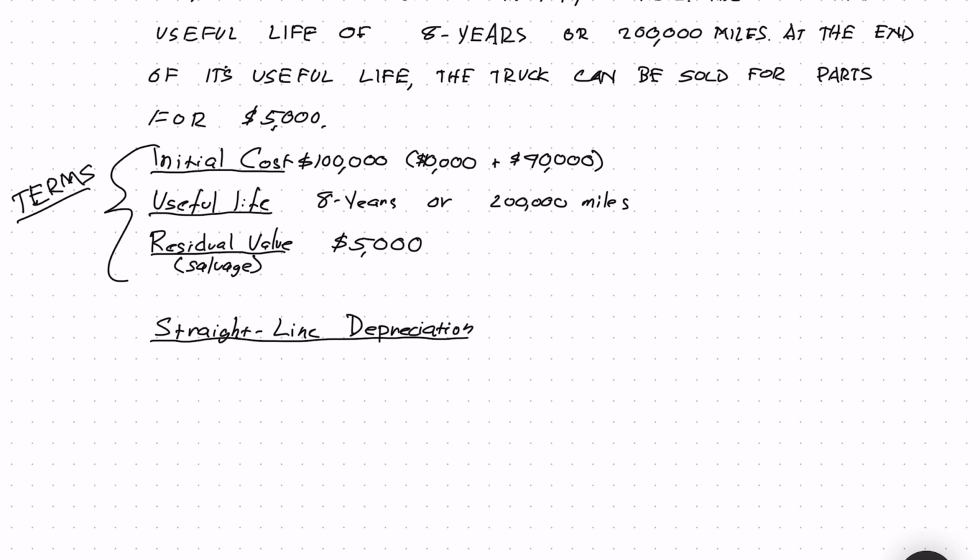So we're going to start with straight line depreciation. Again, we're using the information from up here to calculate it. We're going to take our initial cost, and I'm going to start shortening these to IC for initial cost, which was a total of $100,000. Then I'm going to take my residual value, RV, and subtract it from it.